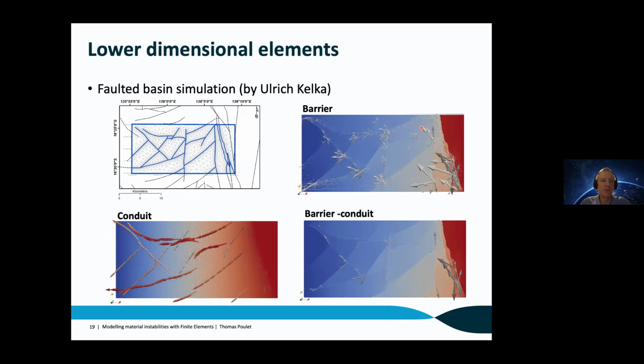So here's one of the examples run by Poulet, who's working with me on faulted sedimentary basins and the flow in those basins. And you can see in here that while the rock is considered as, let's say, a 2D medium, the faults themselves can be considered as 1D features. And then you can put the physics on those 1D features to deal with them as conduits, barriers, or a mix of both.